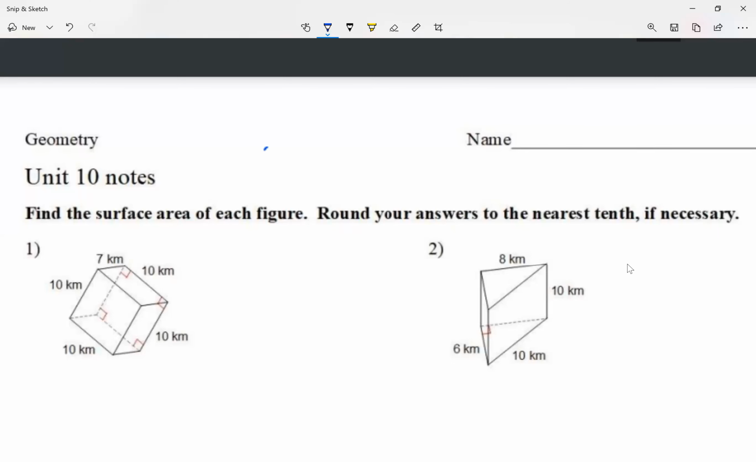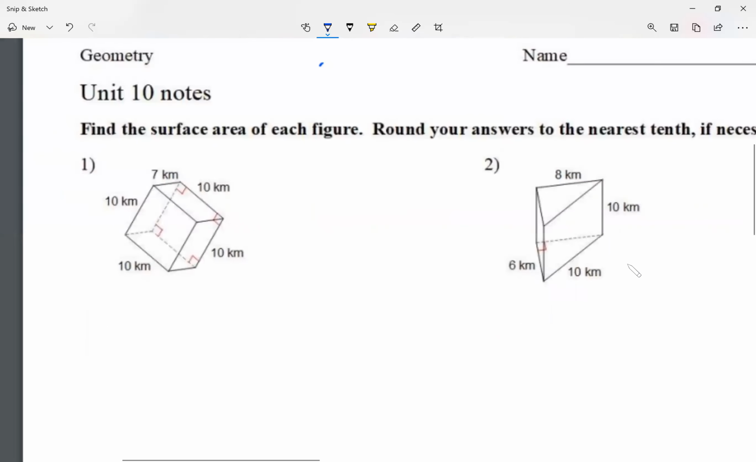Look at your room right now. If you're in a room, you are in a prism. If you look at the top, which we call the ceiling, and look at the bottom, which we call the floor, those two shapes, the two bases, are equal. And then at the sides, you have all rectangles. So we're going to take a look here.